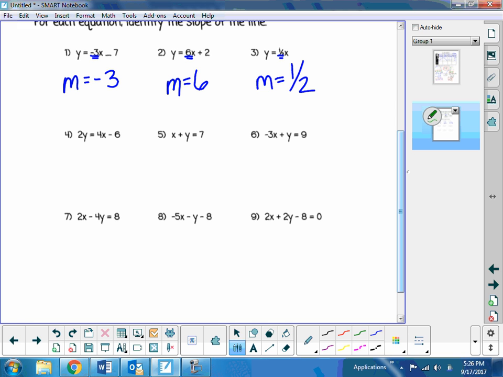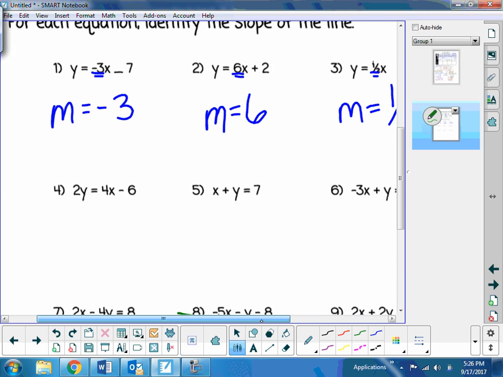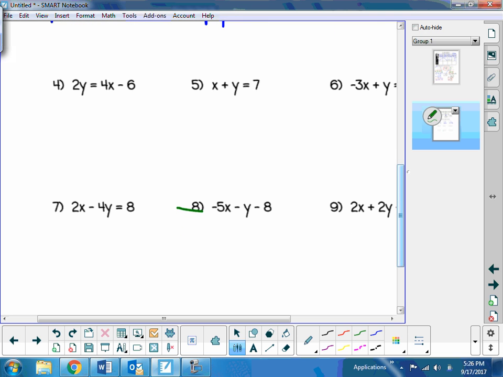Number 4 says 2y equals 4x minus 6. I'm going to zoom in just a little bit more. You can see that a little bit better. There we go. All right, so we have 2y equals 4x minus 6. Now, the y term is all by itself, but I need to get rid of that 2. I have 2 times y, so in order to undo the multiplication by 2, I need to divide by 2. Now, here's the tricky part. You have to divide every single term by 2.